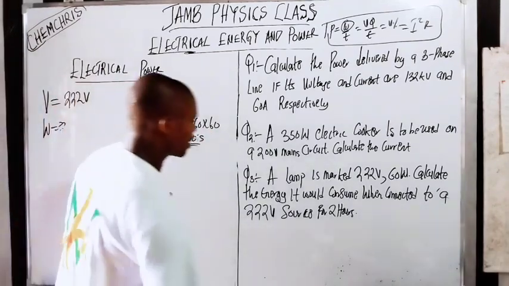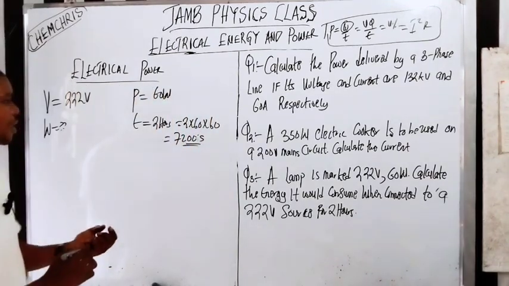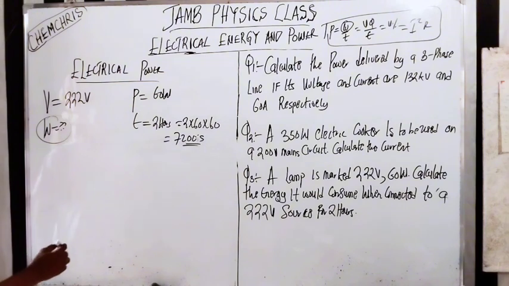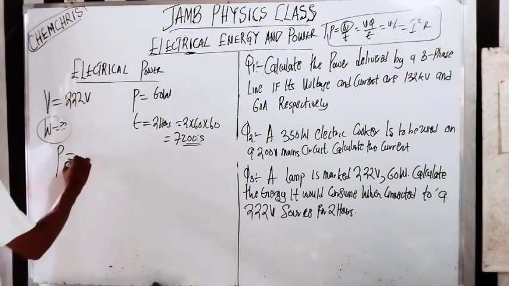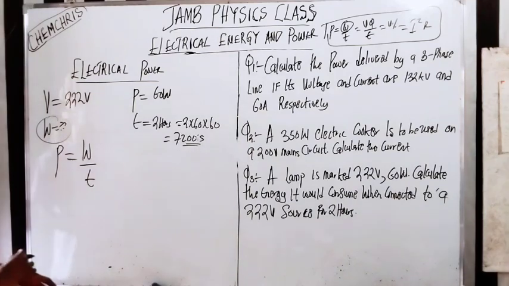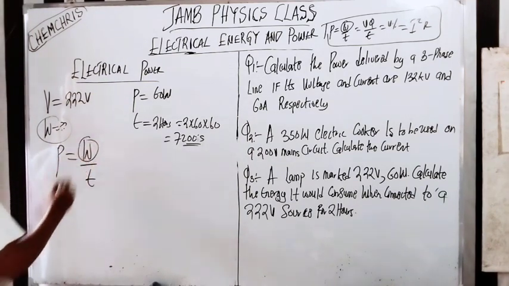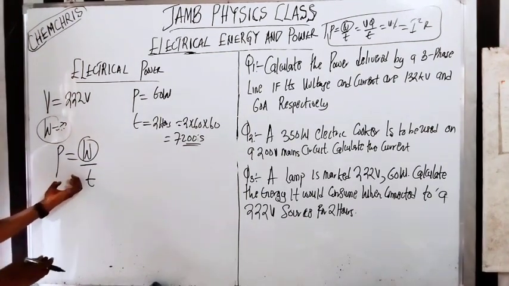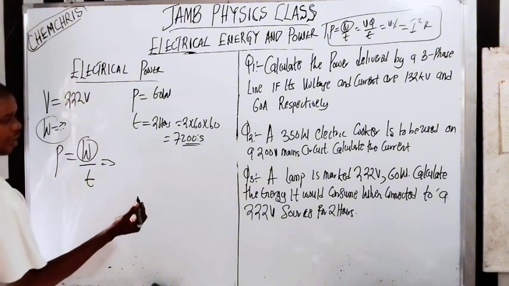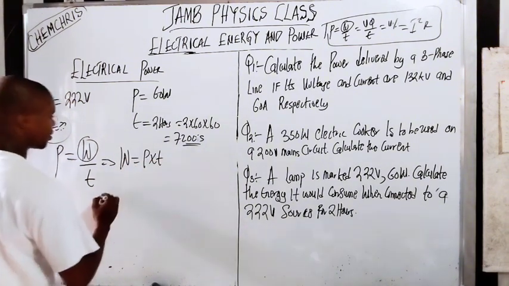So now let's see how we can solve this, because they're asking for the work done. Do you understand? They're asking for the work done. Remember, power equals work over time, right? Because they're looking for the work done here, you can easily use this formula. If you want to make work the subject of the formula, which is the energy, W equals P times T, right?